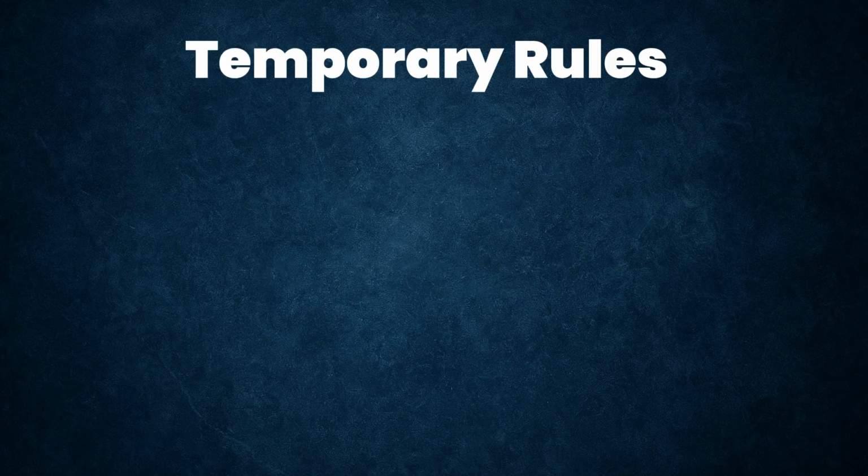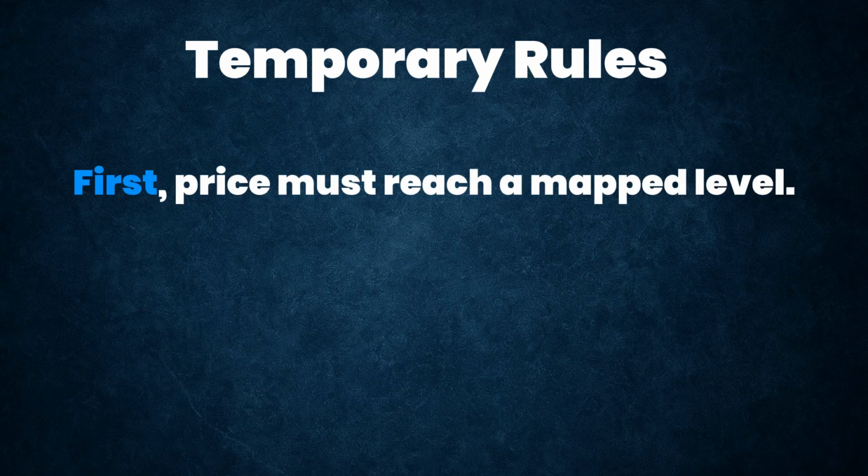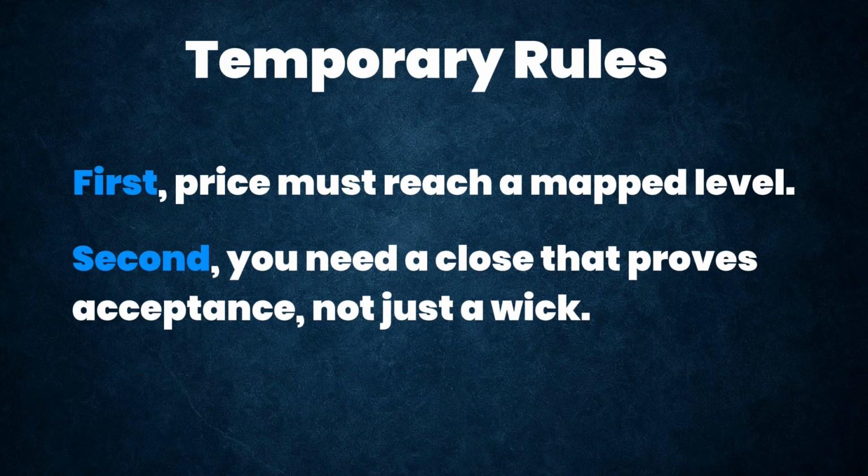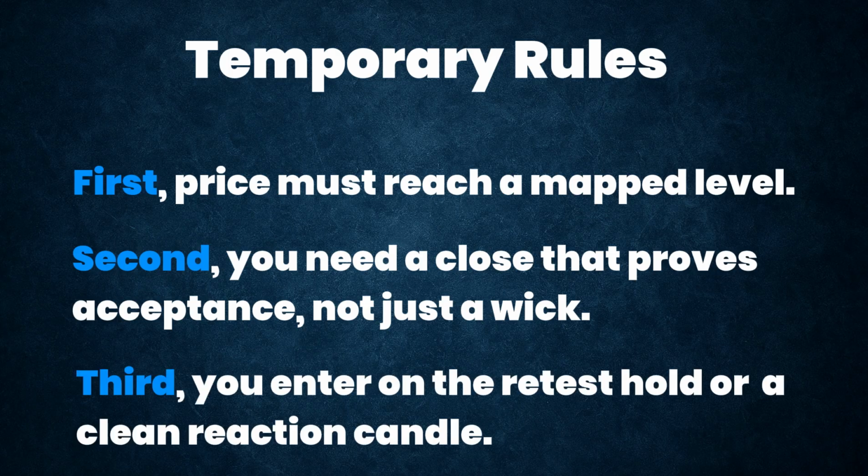For today, here's your temporary rules so you don't start freelancing. First, price must reach a mapped level. Second, you need a close that proves acceptance, not just a wick. Wicks tell you stops, closes tell you acceptance. Third, you enter on the retest hold or a clean reaction candle, and only if you've got room to the next target. That's it. Simple. Repeatable. No boredom trades in the middle.